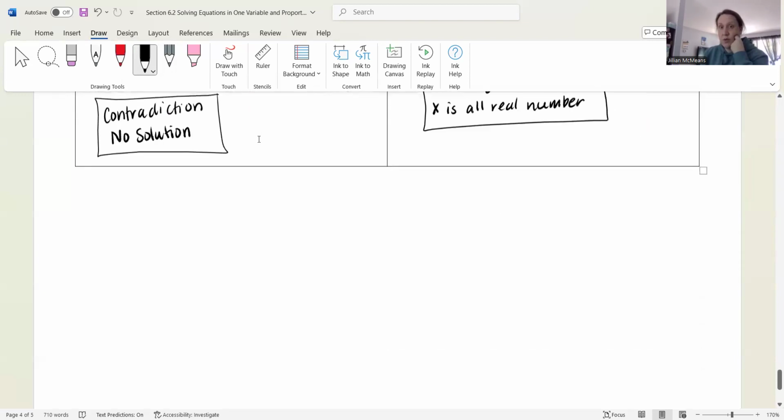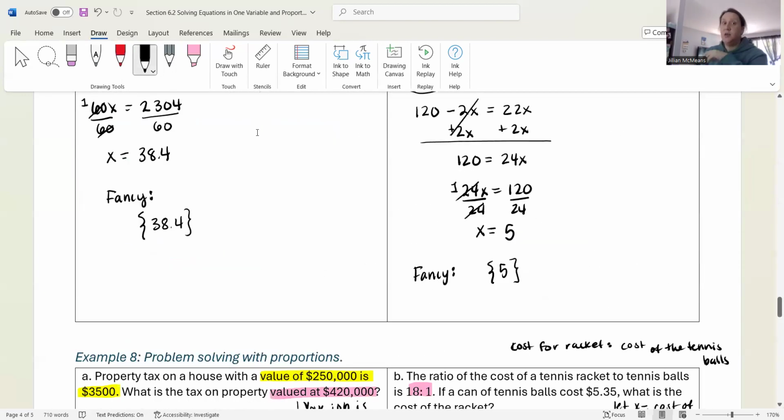Okay, so that's the end of our worksheet. Very long worksheet. Thank you for sticking with it. This was a dense worksheet for sure. Okay, but this wraps up 6.2. In 6.3, we're going to look at problem solving with linear equations in one variable.